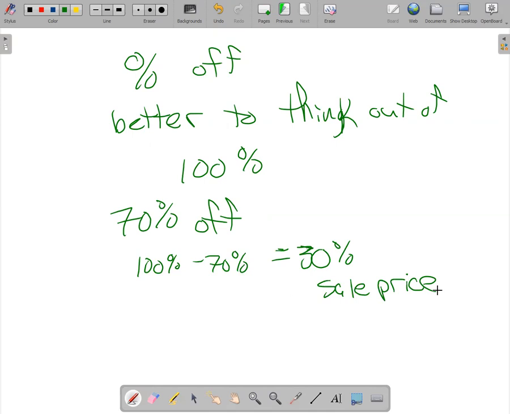And that makes the calculation much easier most of the time. All right, what's next?